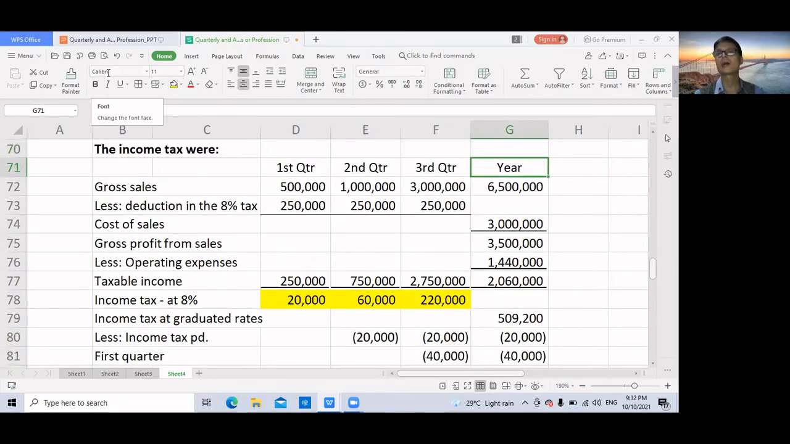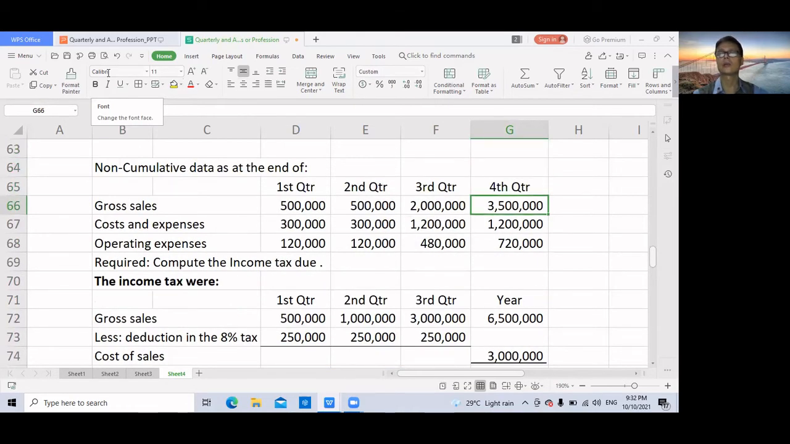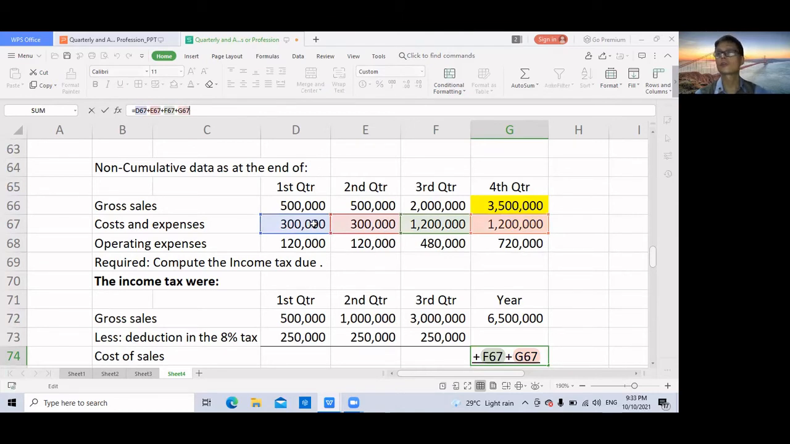Now, for the year, kumita sila ng 3.5 million. So that's 3 million plus 3.5, that's 6.5 million. So obviously magbabayad na siya ng graduated income tax, using graduated rates. At hindi na siya magle-less ng 250,000, but automatically yung itemized cost and expenses na 3 million. So saan nakuha ito? So 300,000 yung first, second quarter is 300,000, third is 1.2, and fourth is 1.2. So for a total of 3 million.